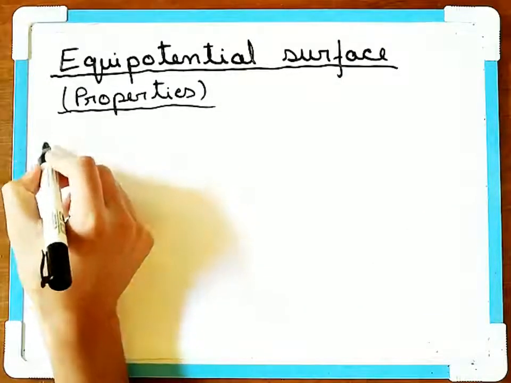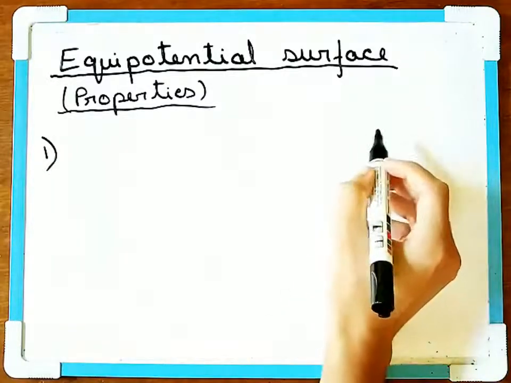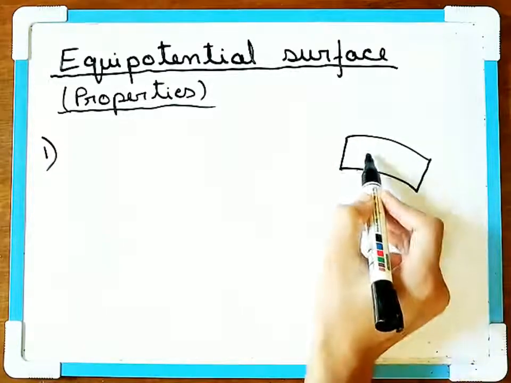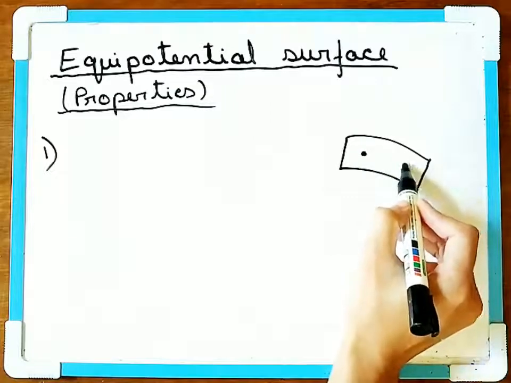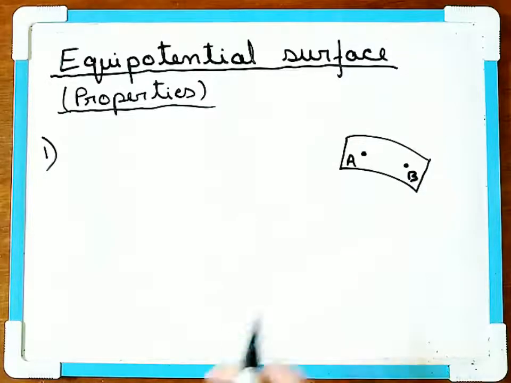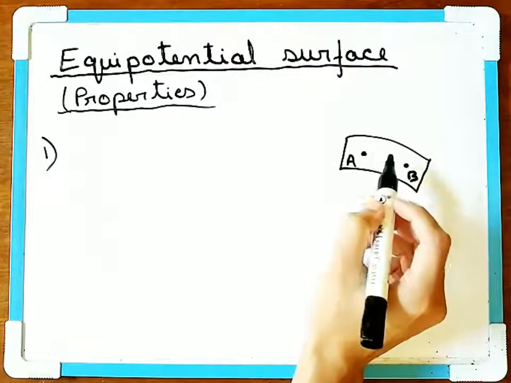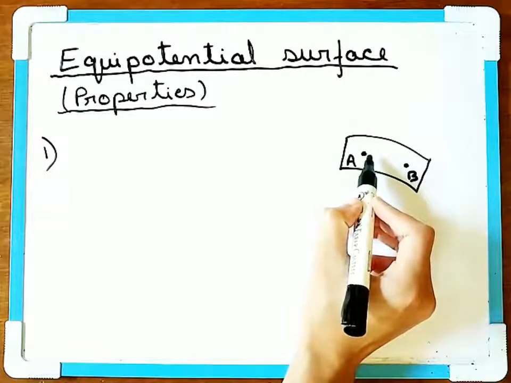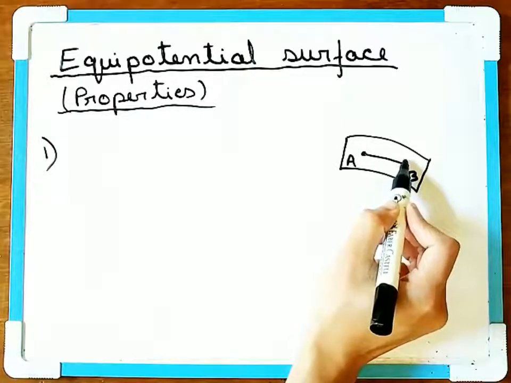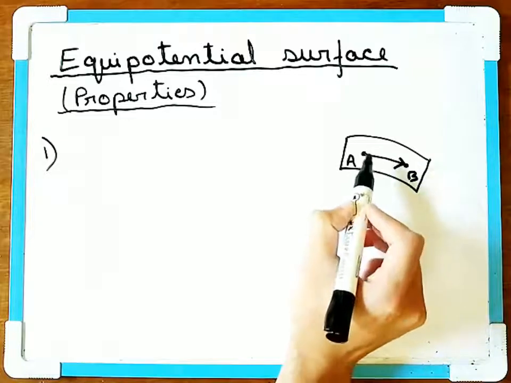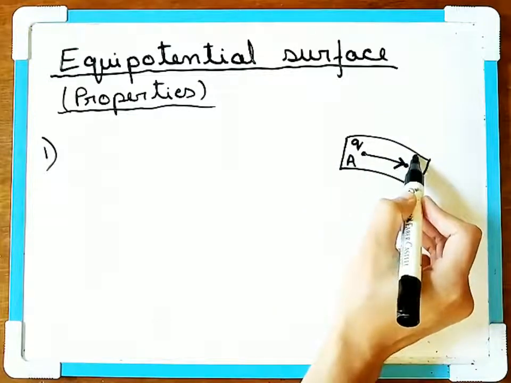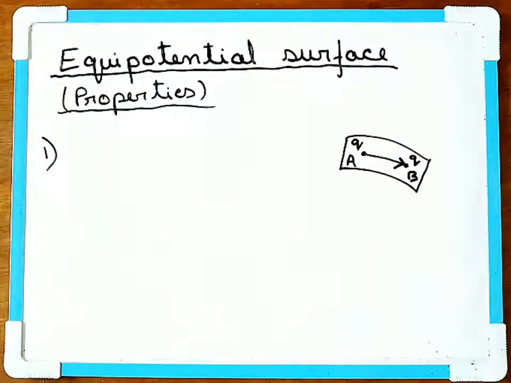Number one is the work done. Suppose we have this equipotential surface here, and say these are 2 points on the equipotential surface, A and B. Then the work done in bringing any charge from one point of the equipotential surface, say A, to another point of the equipotential surface, say B, will be equal to 0. So if we have a charge Q, and if you bring this charge Q from A to B, then the work done will be 0.